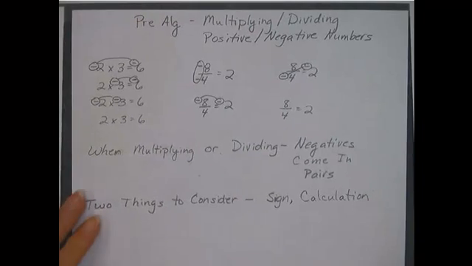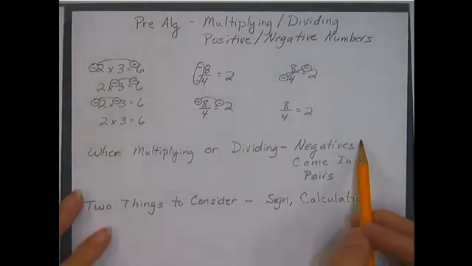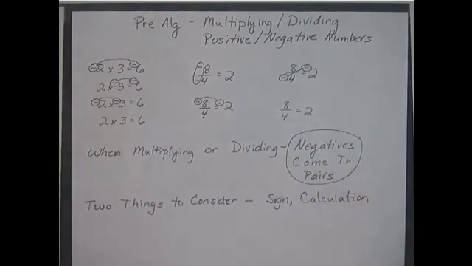That is really all that I need to throw in here for multiplying and dividing positive and negative numbers. Just remember that negatives come in pairs. I'm hoping that you would want to go back and practice adding, subtracting, multiplying, and dividing positive and negative numbers, the whole gamut, before we move on.